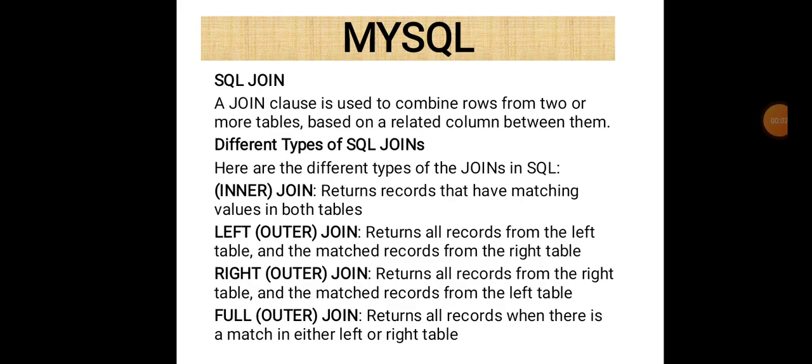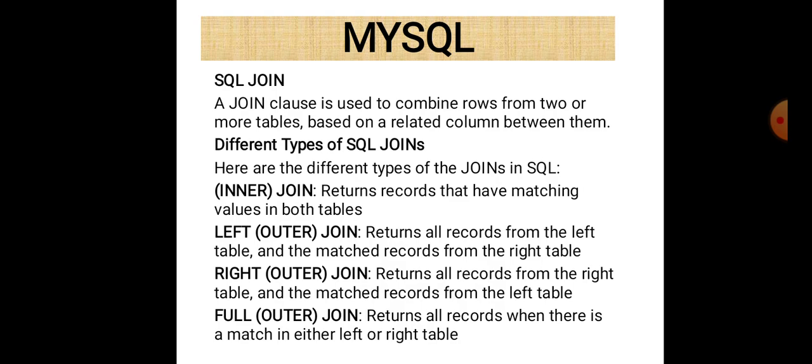Hello students, today our topic is MySQL, and in this lecture we are going to discuss SQL joins. SQL join is basically used to join two tables. A join clause is used to combine rows from two or more tables based on a related column between them. So there should be at least one common column between two tables, only then we are able to join these two tables. Now there are different types of table joining.